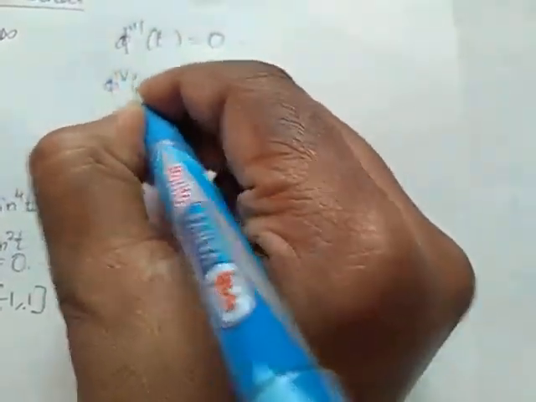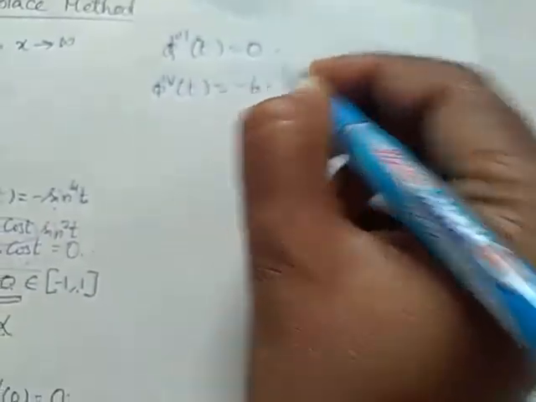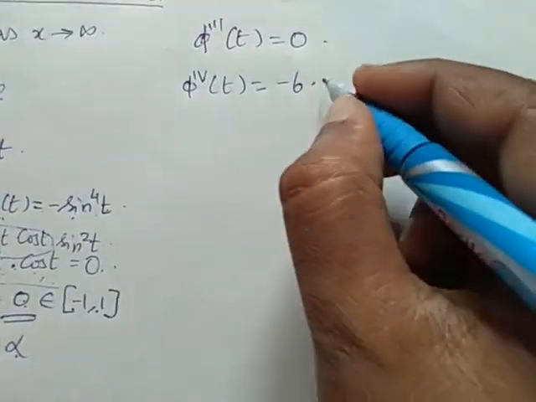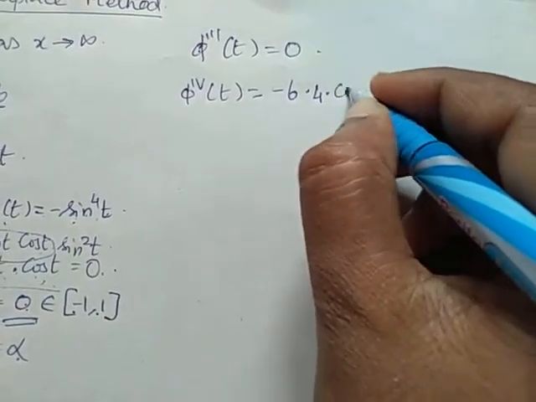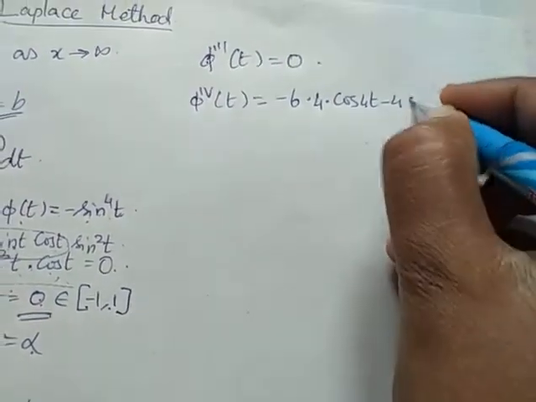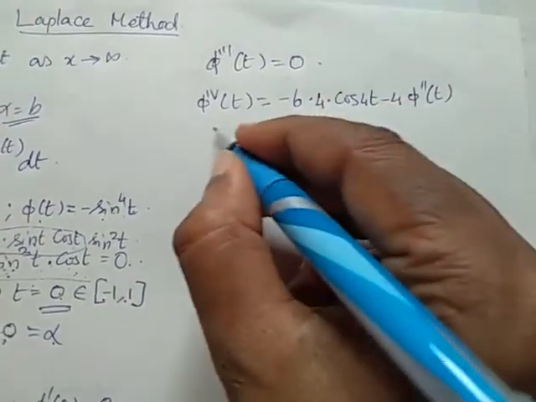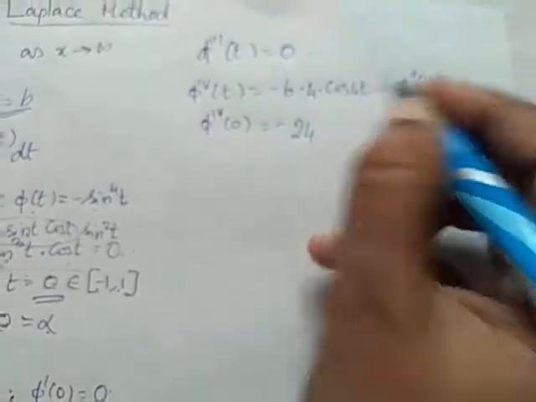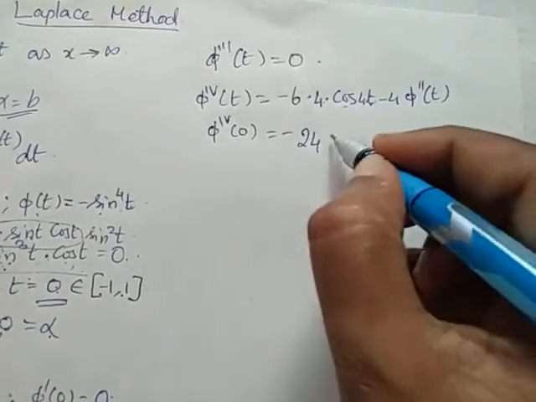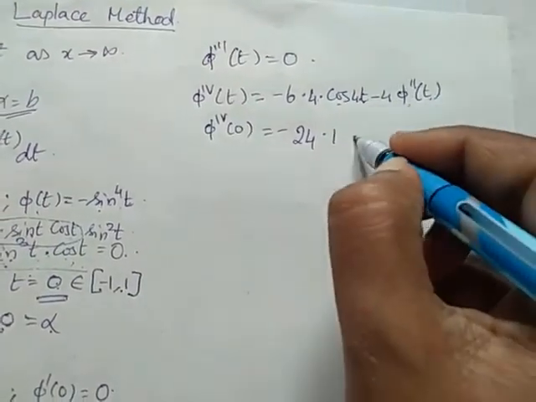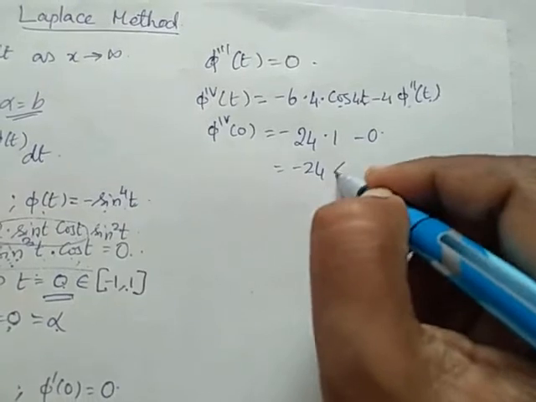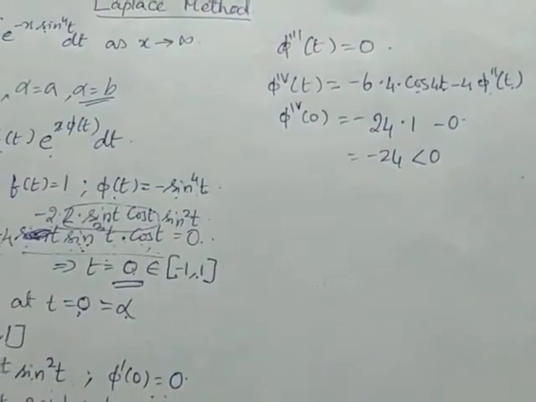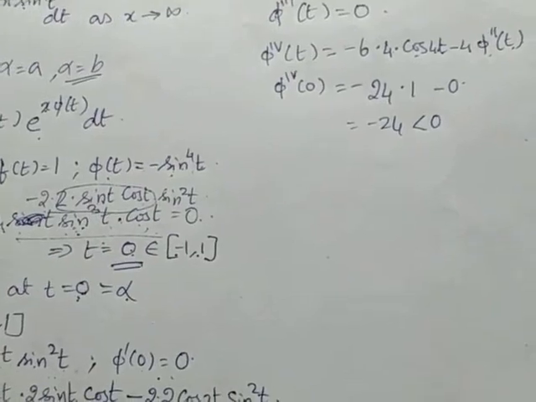Now we have to find fourth derivative. So to find fourth derivative, minus 6 remains as it is. Differentiation of sin 4t is 4 into cos 4t, minus 4 phi double dash of t. So if I substitute 0 here, 6 4s are 24, cos 0 is 1, phi double dash of 0 is 0. So we are having minus 24, which is less than 0. We can stop here because we are having less than 0 value.